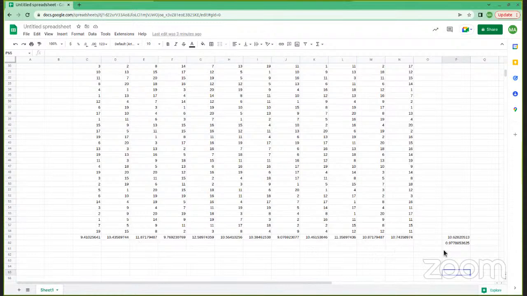So this 0.97 is the variance of the sample mean. It's not sigma square by n. It will compute the mean: 10.74 minus 10.62 whole square, 10.87 minus 10.62 whole square. So this minus mean whole square, this minus mean whole square, and so on, divided by n minus 1 is the variance.